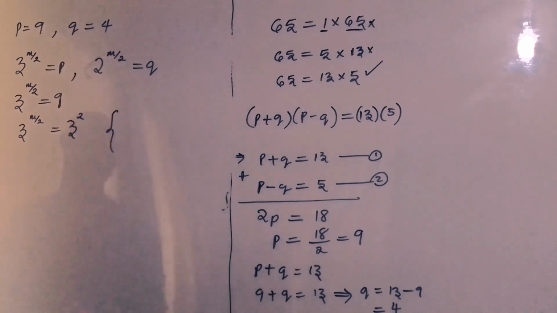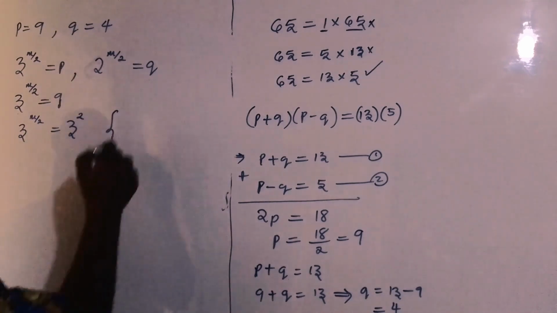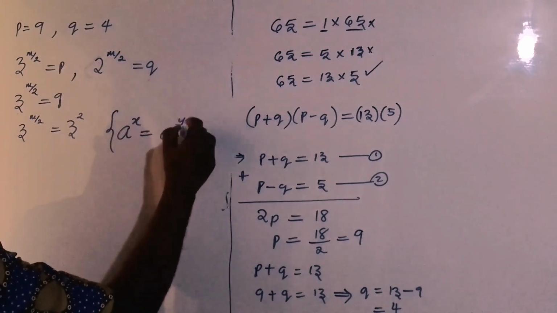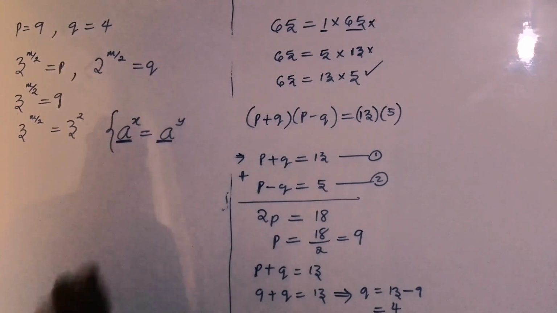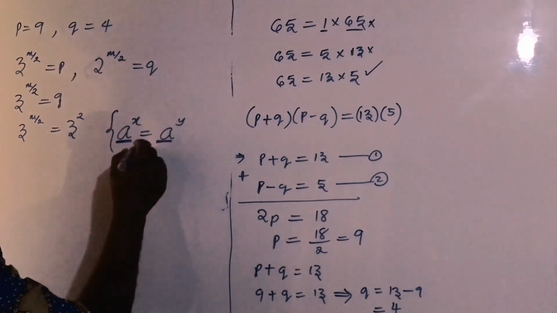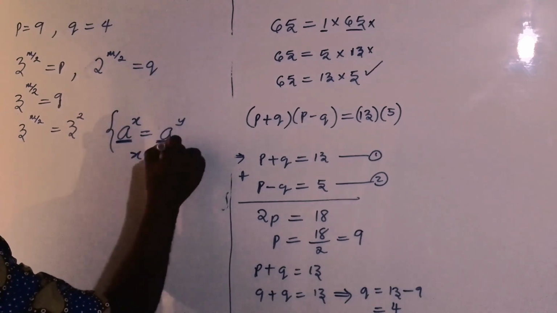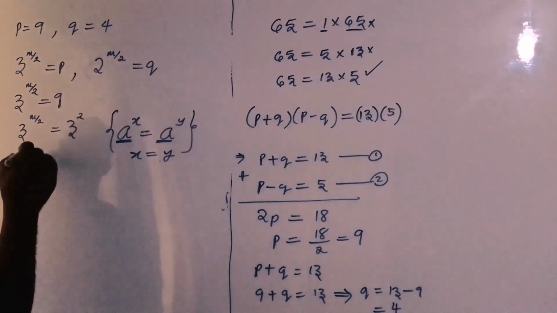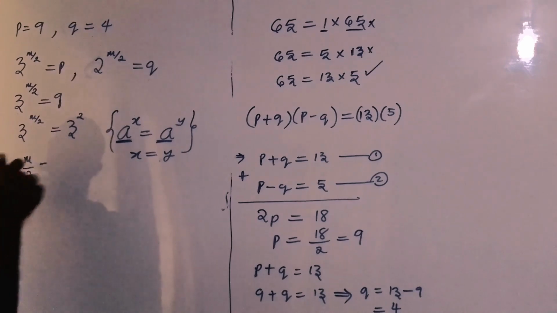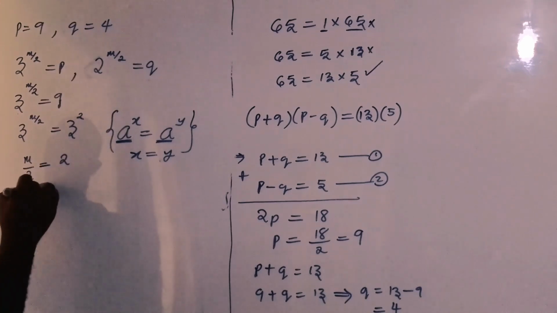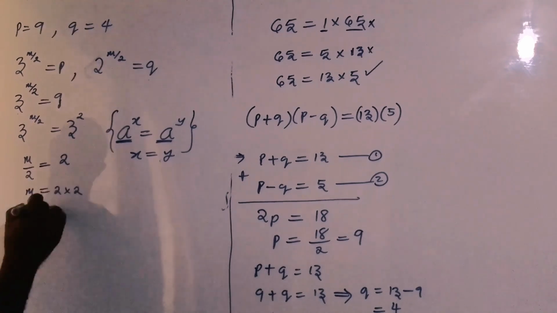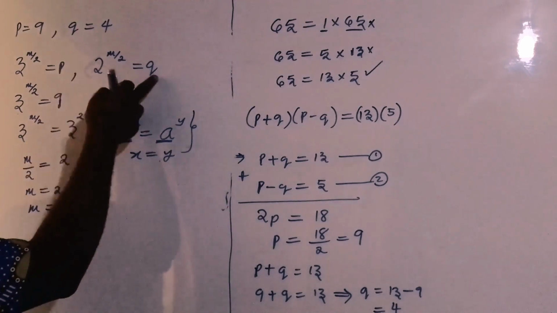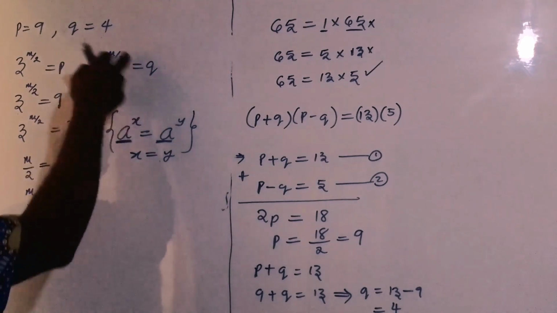And if we go back to the index rule that says if we have a to the power of x equal to a to the power of y, by virtue of equality of the base, we also conclude that the exponents will be equal. Applying this law, we are going to have it that m divided by 2 equal to 2, so that m will give us 2 times 2. m is 4. All right, so m is 4. Now let's go back to find Q. Q is equal to 4.